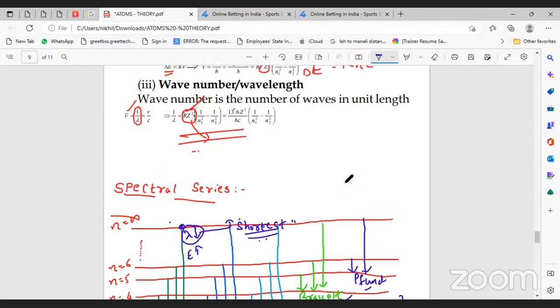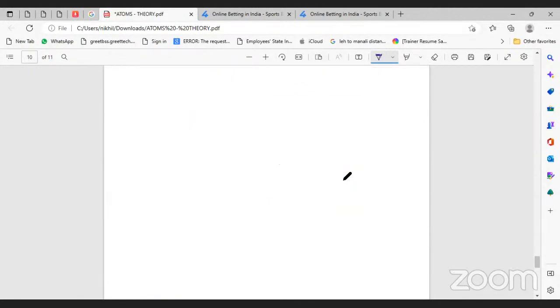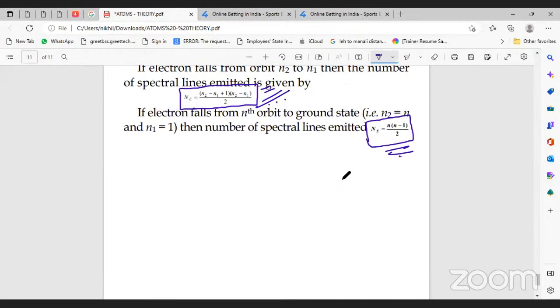So this is the concept we have studied in the 2 sessions. This is the brief synopsis of the atoms chapter, students. Mainly you have to concentrate on which parameters? The radius, velocity. In this velocity, you have to talk about time period, frequency.